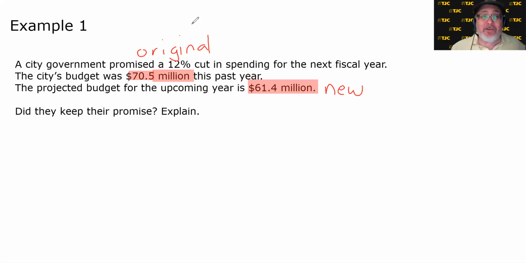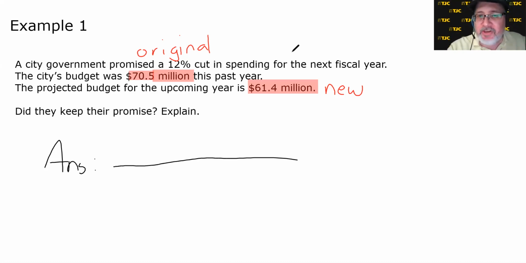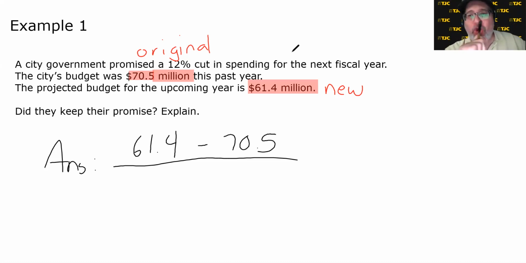So what that means here is when we do the math, we can just use 70.5 and 61.4. We're just measuring millions of dollars instead of single dollars. All right, so how would we set up the equation? Well, you start out with the new value, which is 61.4, minus the original value, 70.5. And then you compare that to the original.